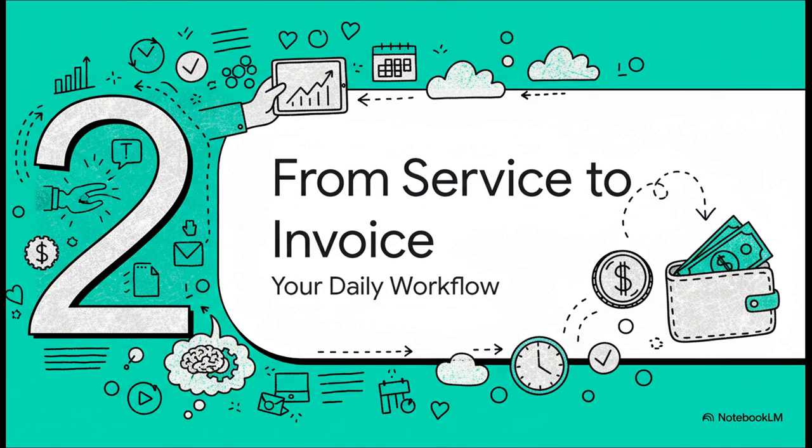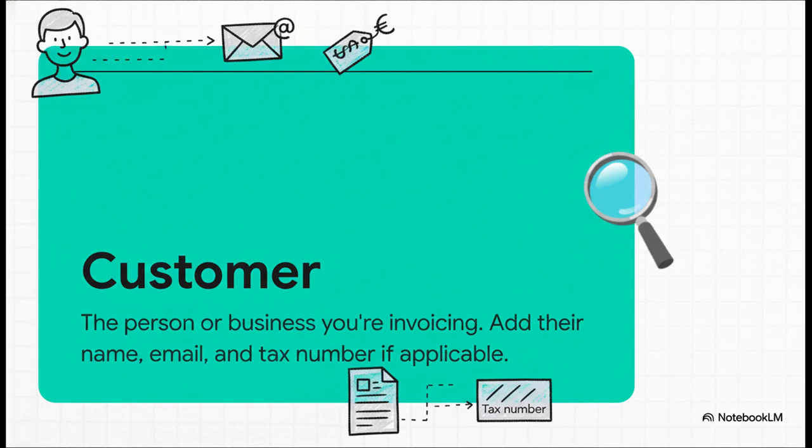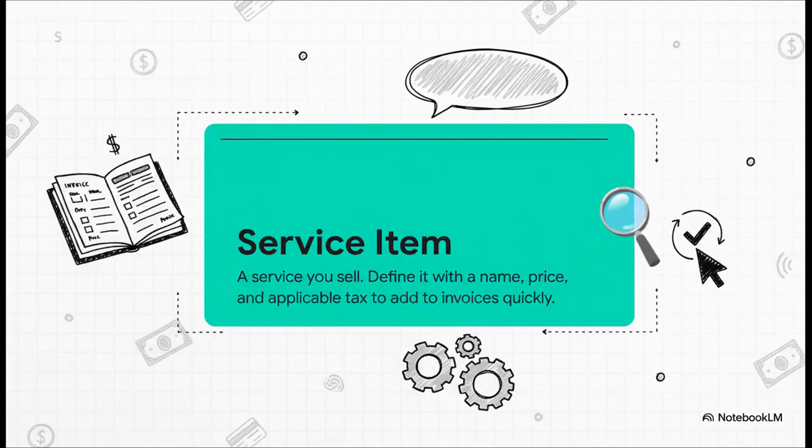All right, foundation is set. Now let's get into the fun part, the stuff you'll be doing day to day. This is the core loop. Turning the awesome service you provide into a professional invoice that actually gets you paid. Obviously, before you can send an invoice, you need someone to send it to. In NuMetric, we just call this a customer. Adding one is incredibly simple. All you really need is their name, their email, and maybe their tax number if that's something you need for your region. That's it.